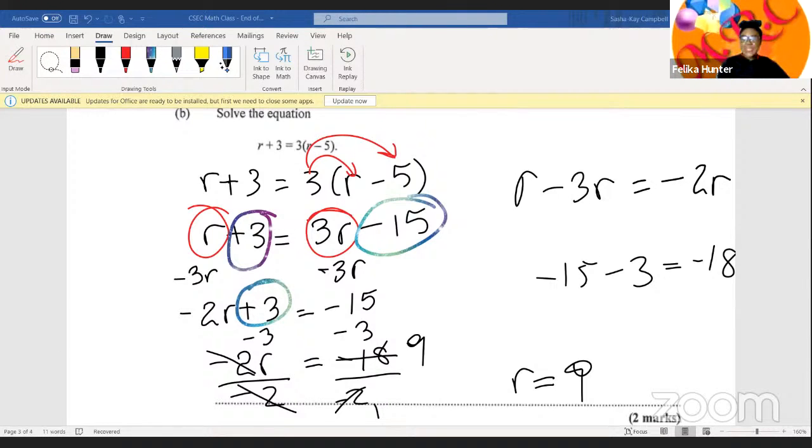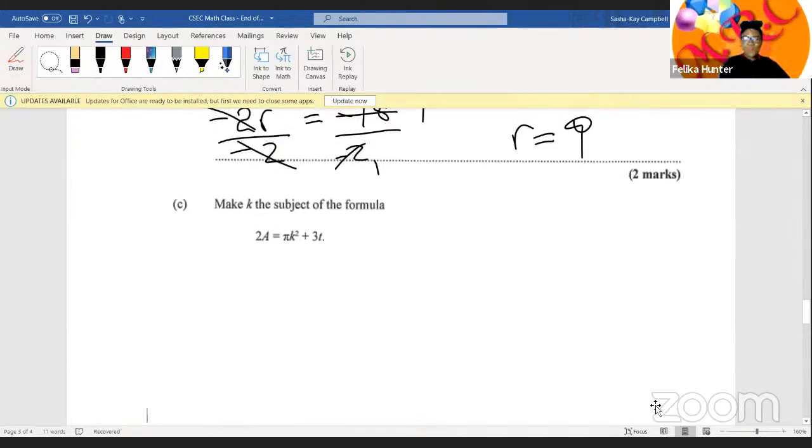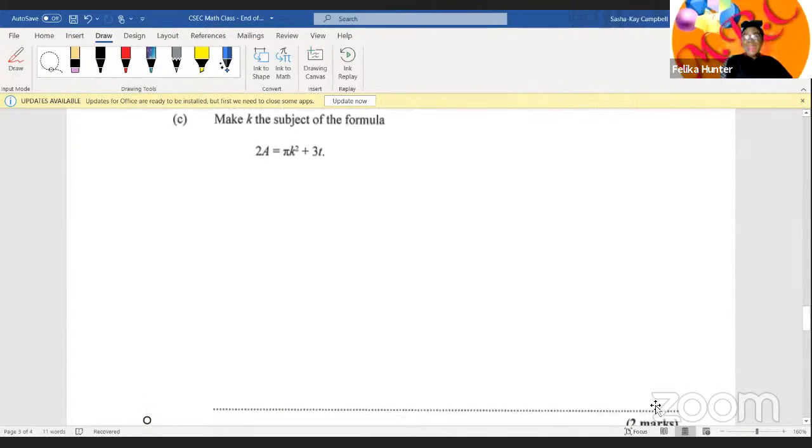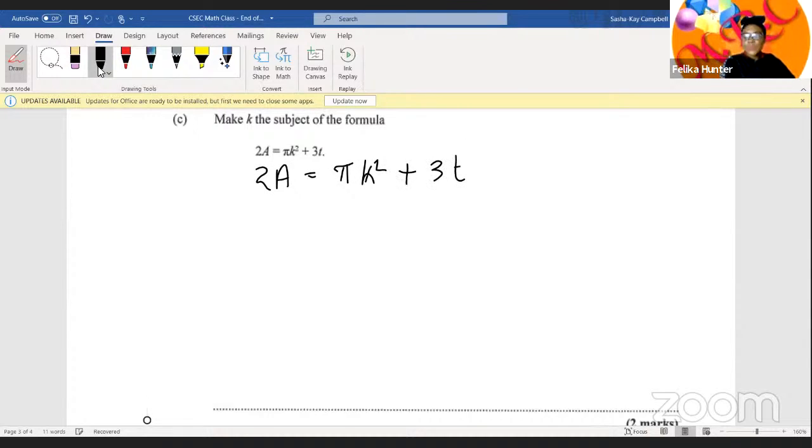All right, we're going to continue now. So we're coming down to our next question, and it says, make K the subject of the formula. Oh, this is an interesting question. So let's get right to it. Rewriting the question: 2a equals pi k squared plus 3t. I'm just going to put in brackets what we're making the subject, and that's k. So, making k the subject.